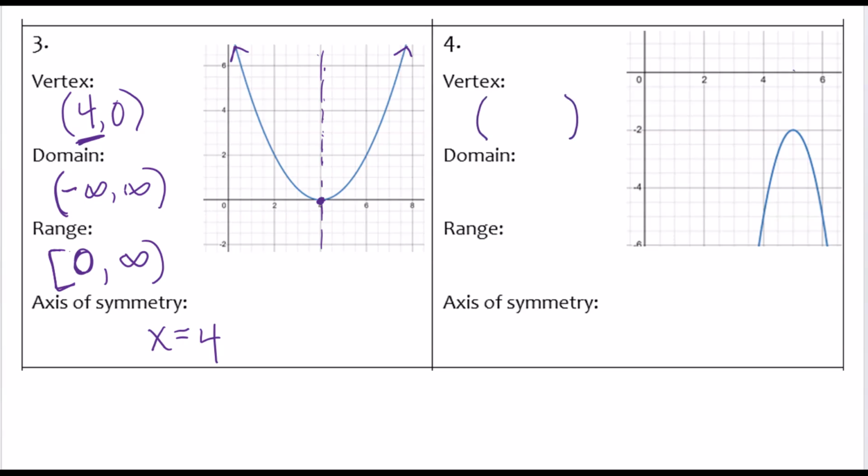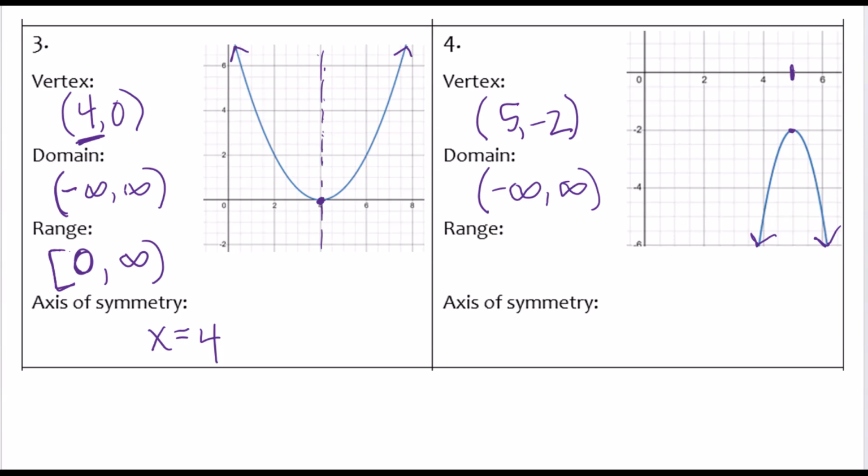All right, vertex on the next one. Tess and Hudson, do you guys have the vertex for this parabola? 5, -2. Yep, so it went over 5. Guys, listen. It went down 2, right? So it'll be 5, -2. All right. Domain. What will be the domain, everybody? All real numbers. Yep. -infinity to infinity.